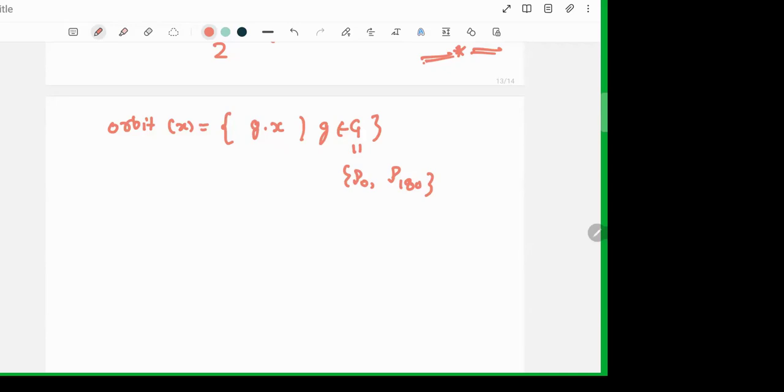Yes, that's correct. In fact, you can prove that in any group the cardinality of the orbit is a divisor of the size of the group. Suppose the cardinality of the orbit is d, and the size of the group is n. Then d should divide n basically. Okay, that's what I meant. Yeah.